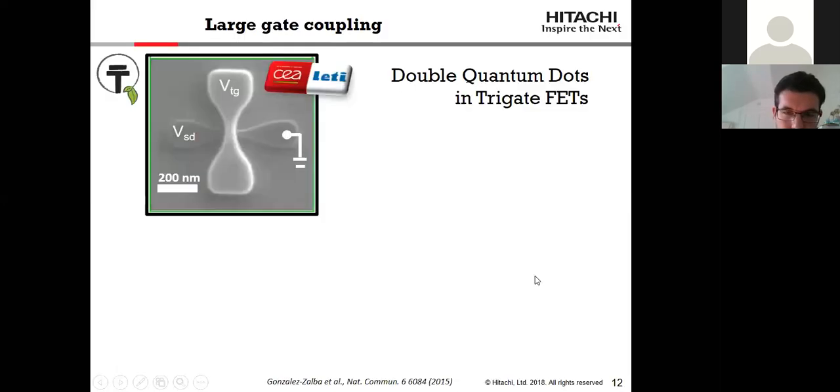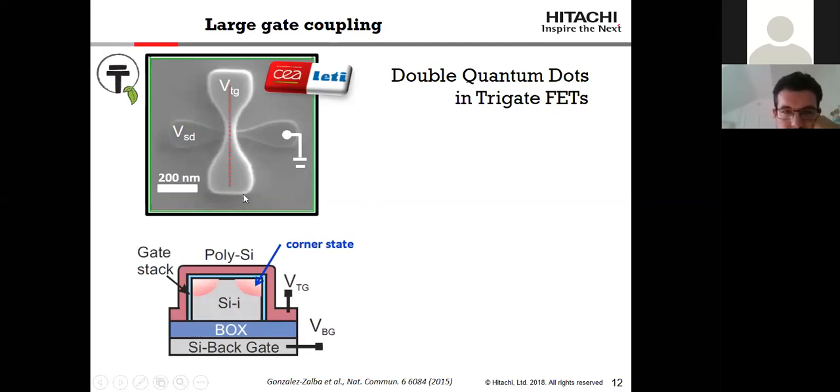Good. So in terms of experiment, how do we do all those improvements? One is to work on the gate coupling, a large gate coupling. And in order to do that, something that we've been using for a number of years now is to use quantum dots in tri-gate field effect transistor technology, these devices that you can see here from Leti, where if we take a cross-section along the gate of that transistor, you can see the silicon body of the silicon nanowire and the gate that wraps around the three top faces of the nanowire.